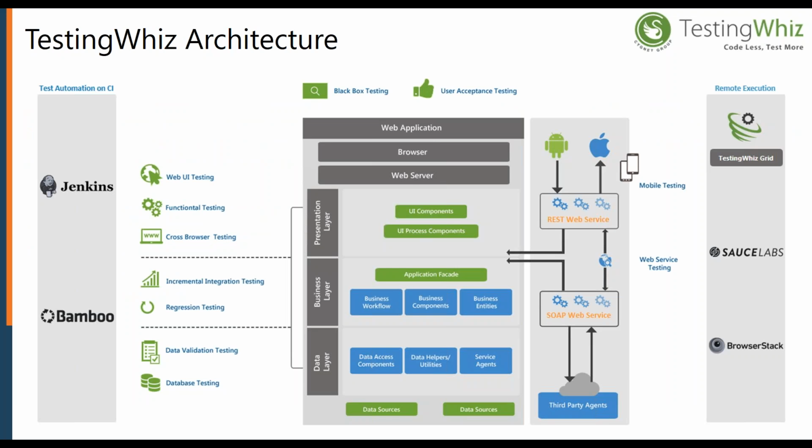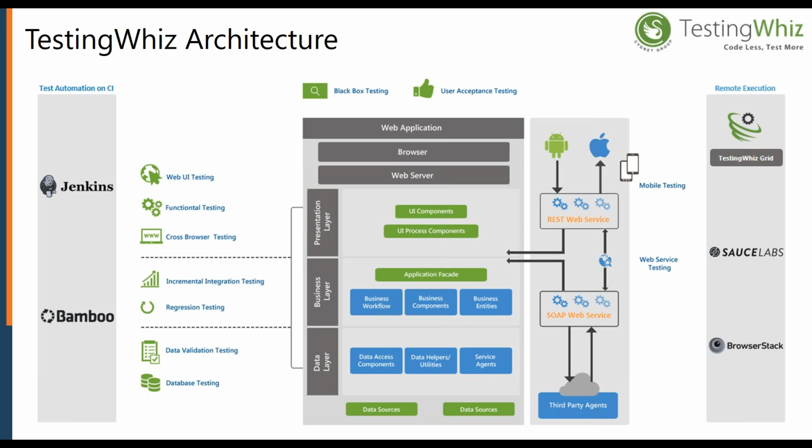On the architecture front, TestingWhiz works on UI testing, backend testing, as well as web services testing. TestingWhiz also supports testing of mobile applications. On the left side, you can see how TestingWhiz is integrated with continuous integration servers like Jenkins and Bamboo. And it also extends remote execution via integration with Sauce Labs and BrowserStack.